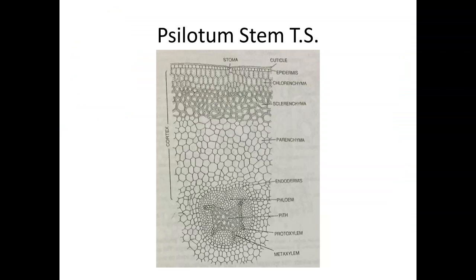Then surrounding the pith, star-shaped xylem is there, and the star-shaped xylem is overlapped by patches of phloem, and such type of stele is generally known as siphonostele in case of Psilotum stem.